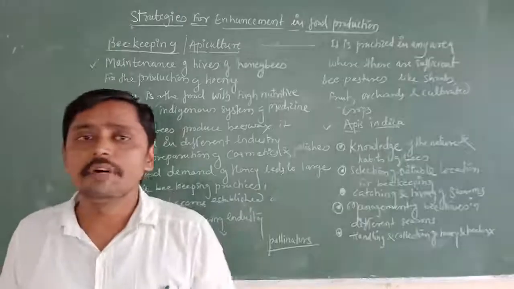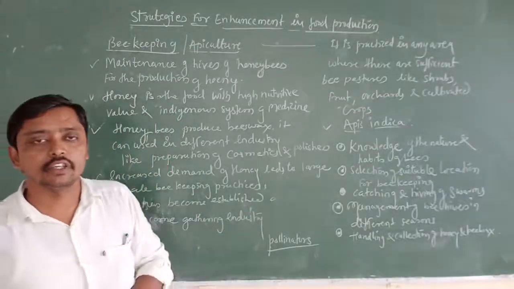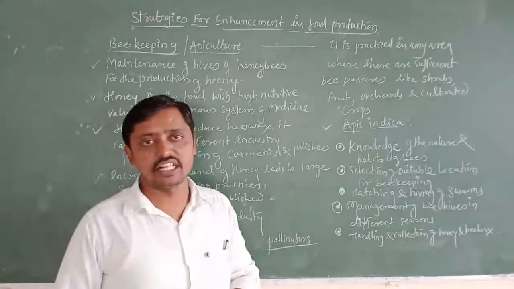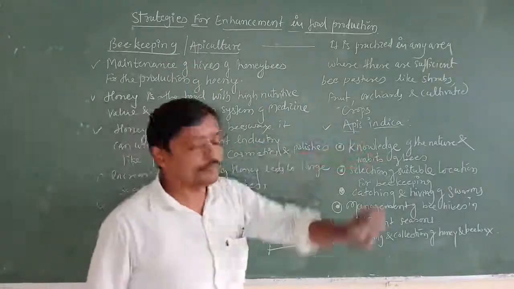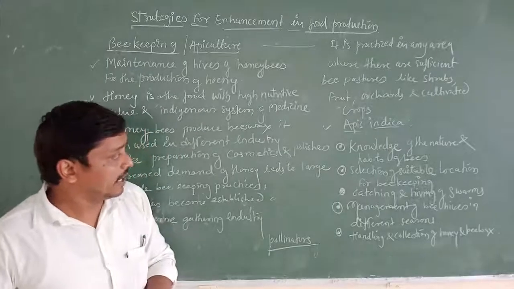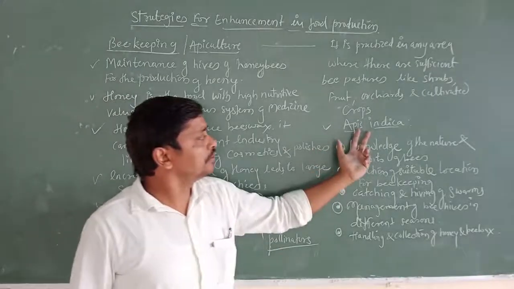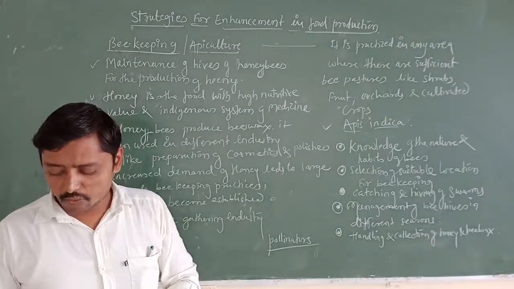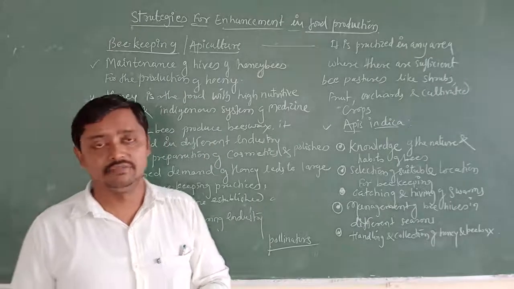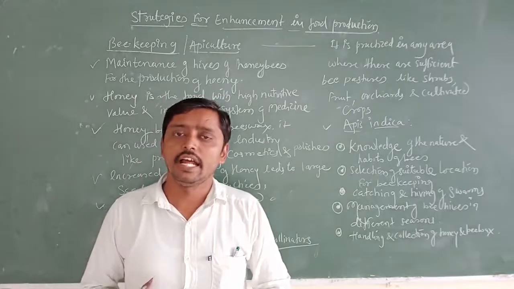And the common species that can be used for beekeeping or apiculture is Apis indica. We use Apis indica because it is easy to handle and cultivate.